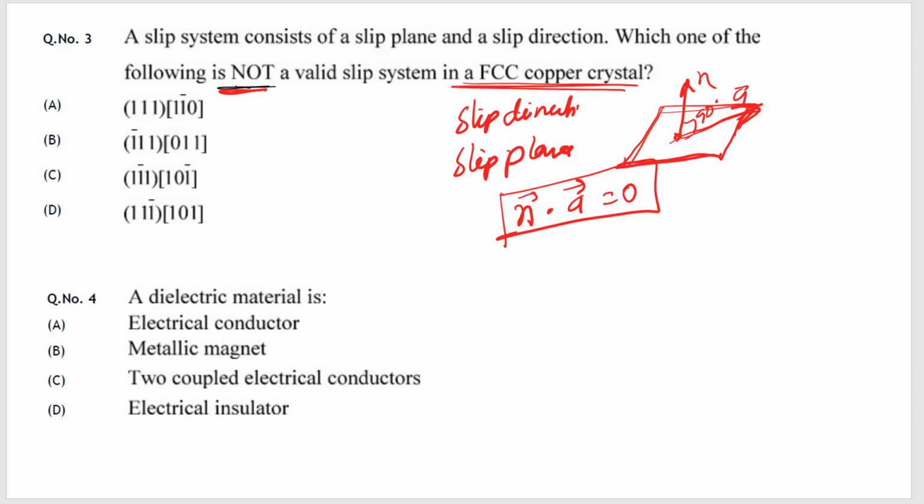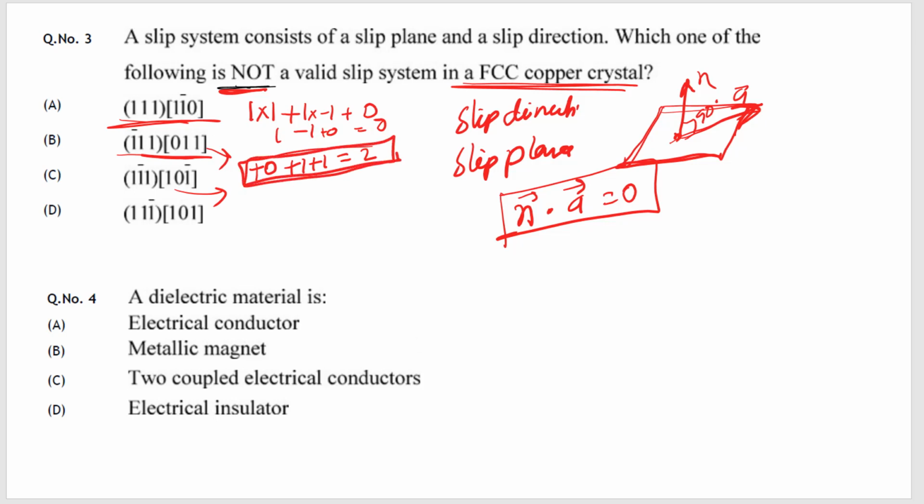So here in the case of FCC, you see the first case 1 1 1 and 1 1 bar 0. So 1 multiplied by 1, plus 1 into minus 1, plus 0, that is 1 minus 1, 0, is equal to 0, right? In second case, 0 plus 1 plus 1, that is 2, it is not 0. So here only the value is not 0, so option B will be the correct answer.